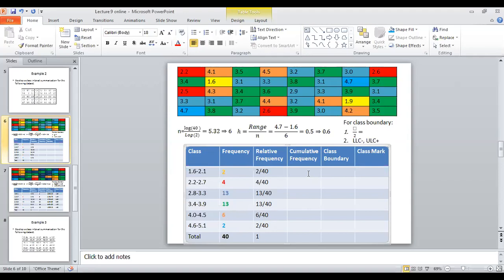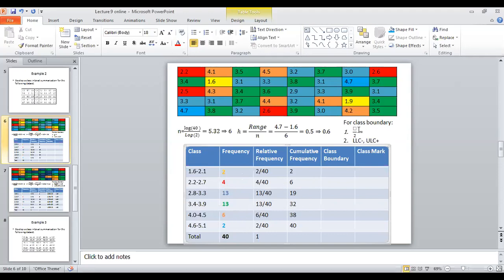Then we have to sum the frequency, so it's 2, and then 6, and then 13 plus 6 is 19, then 19 plus 13 is 32, then 32 plus 6 is 38, and 38 plus 2 is 40. So this 40 should be equal to the total number of frequencies that we have. We are just summing the preceding frequencies: 4 with 2, then 13 with 6, 13 with 19, 6 plus 32, and then 2 plus 38.